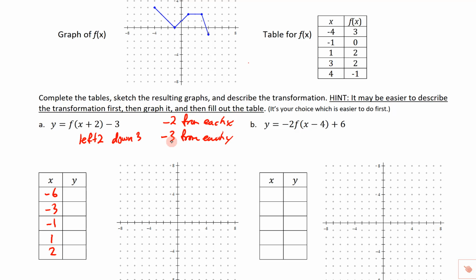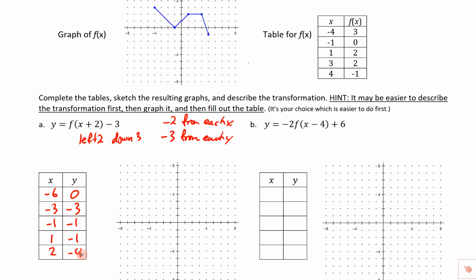And then we're going to take each one of the y coordinates and we're going to subtract 3. So if I subtract 3 from this, I end up with 0. Subtract 3 from this, I get -3. Subtract 3 here, we get -1. Subtract 3 from here, we get -1. And the last one, the y coordinate is -1. We're going to subtract 3, so we end up with -4.